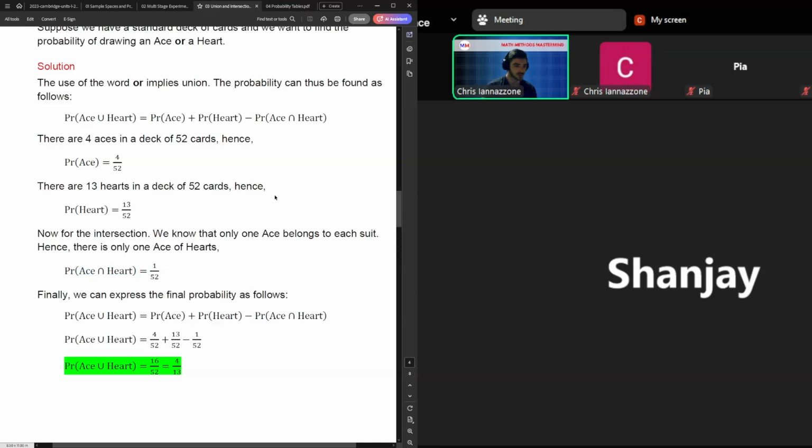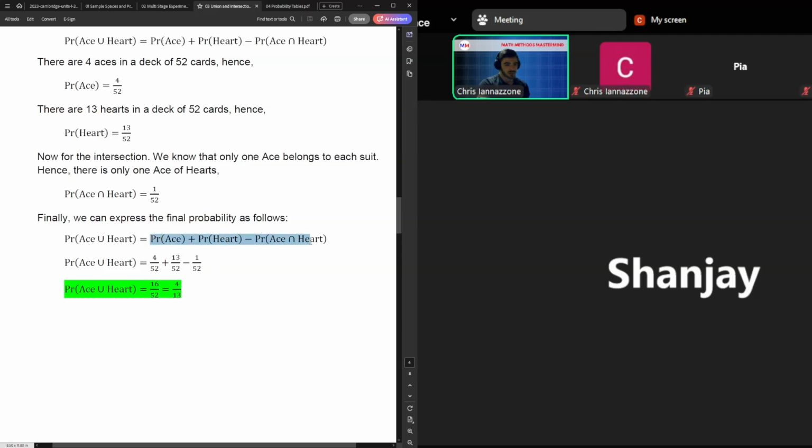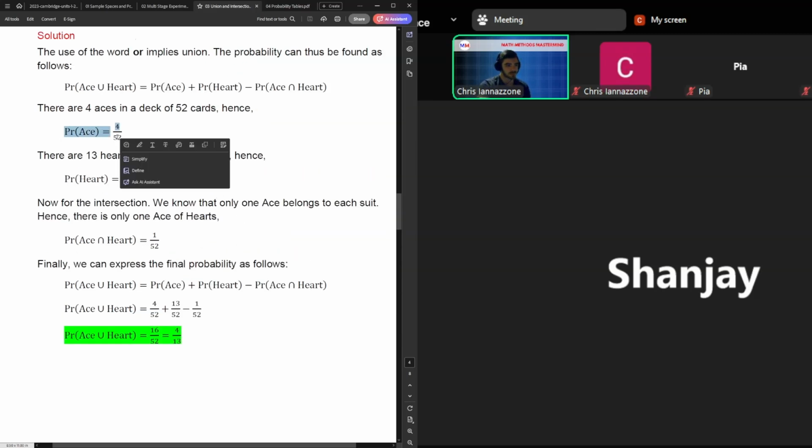Then for the intersection, here's an example: the intersection of ace and heart. That means we need a card that is both an ace and a heart, of which there's only one. A deck of cards means you have a number and a suit, so there's only one of any given intersection. So 1 out of 52. You have all the probabilities, add and subtract. The only challenging part will be finding any of these individual probabilities, and that'll be case to case.